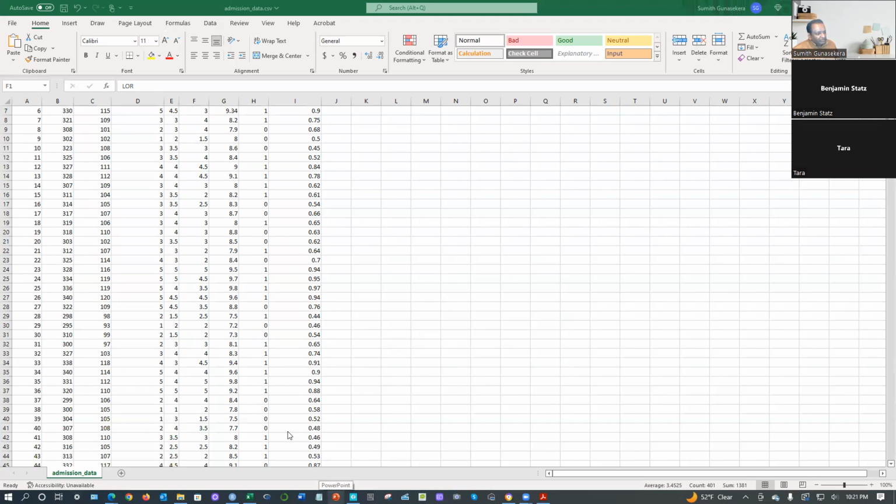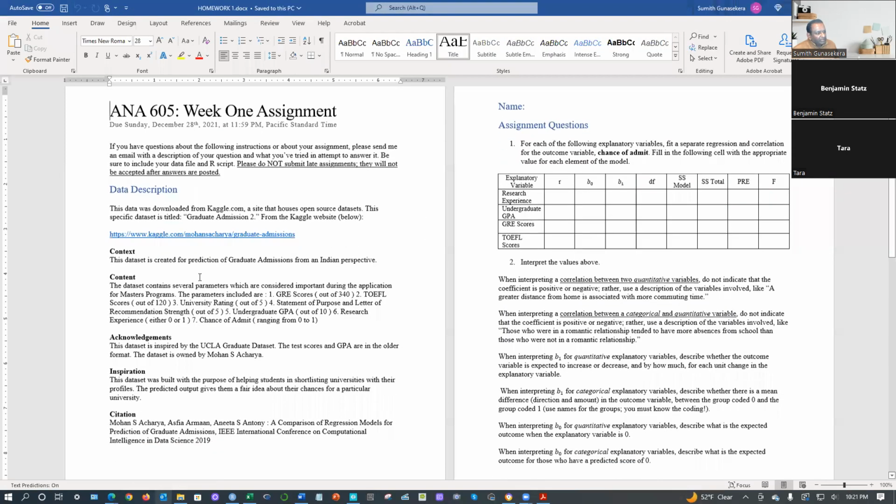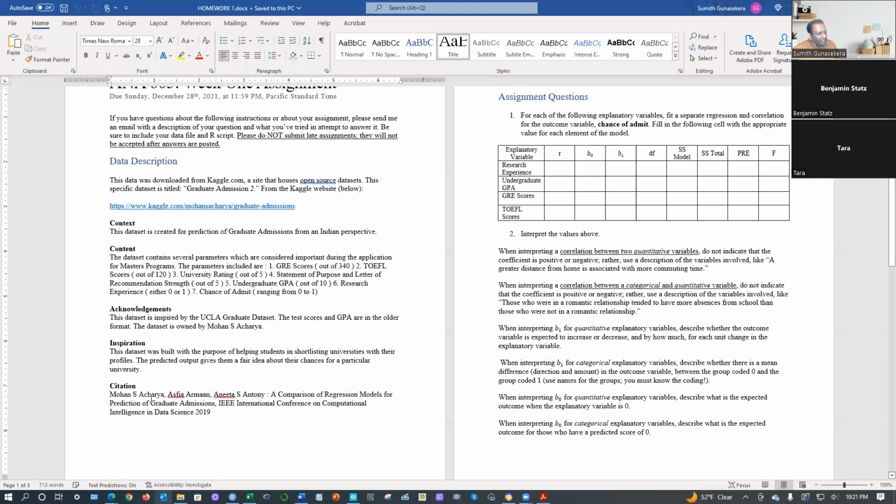This data was produced by, let me see, who did this one? Let's see. Mohan and Acharya, a couple of Indian students, with a comparison of regression models for prediction of graduate admission, IEEE International Conference on Computation and Intelligence in Data Science 2019. Yeah, IEEE. So they were checking the chance of admit against research.